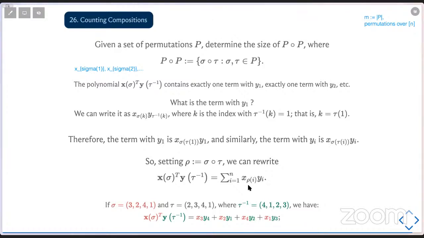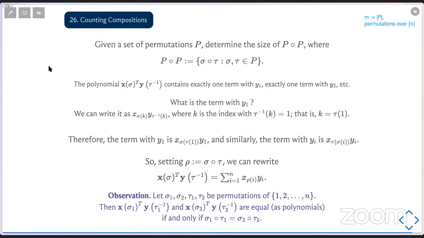And that's why in this sum, what the indices of X are capturing is basically the values of the composed function, sigma composed with tau. So since I'm not seeing any complaints in the chat, I'm going to assume that we are good. And so we're making some progress. These vectors somehow are manifesting compositions for us. And now we want to count compositions.